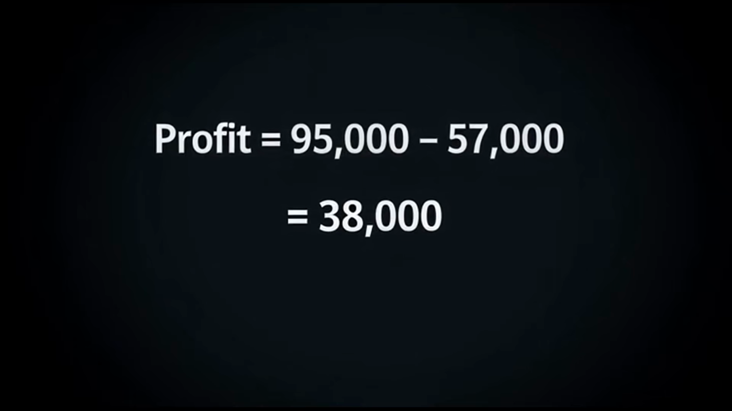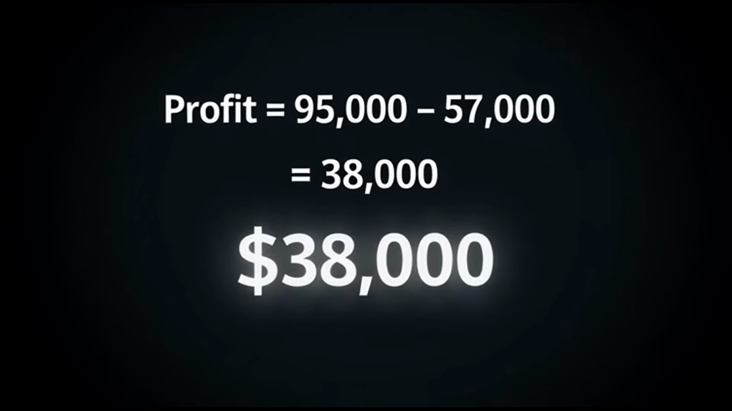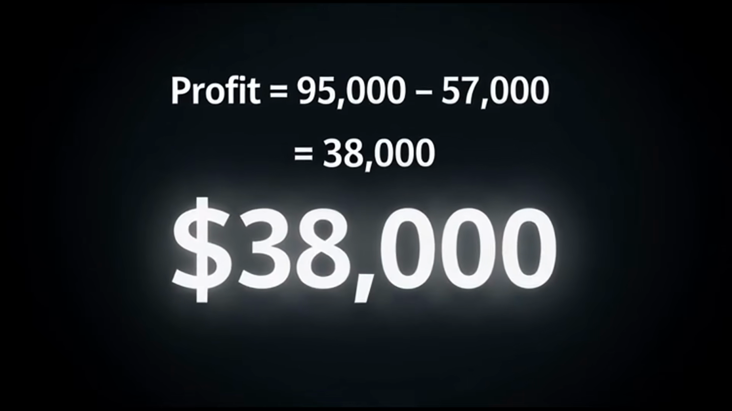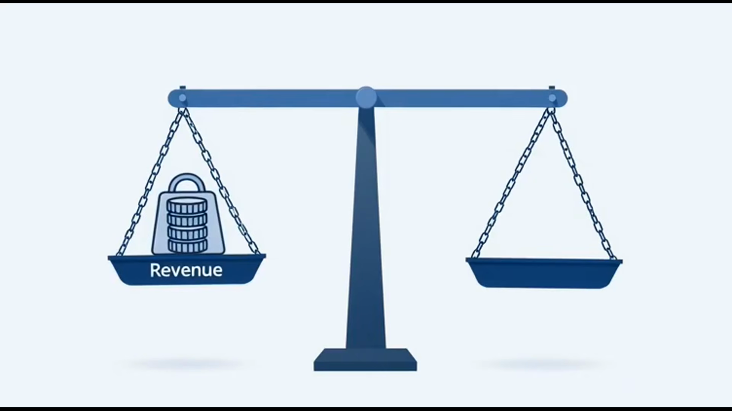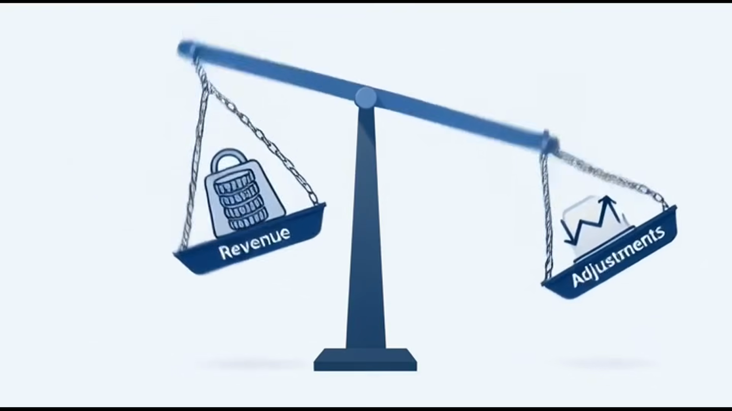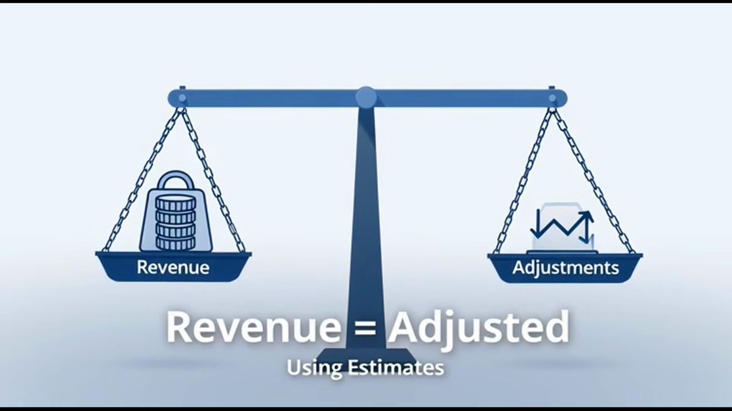Gross profit equals $38,000. We recognize revenue now, adjusted for expected returns. Master this, and you're ahead of most accounting students.